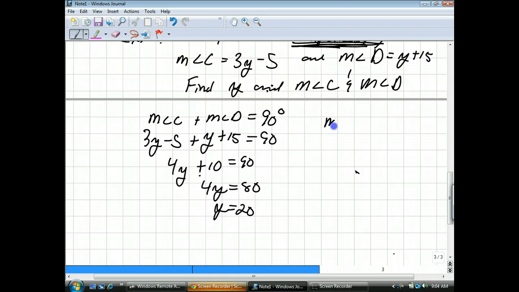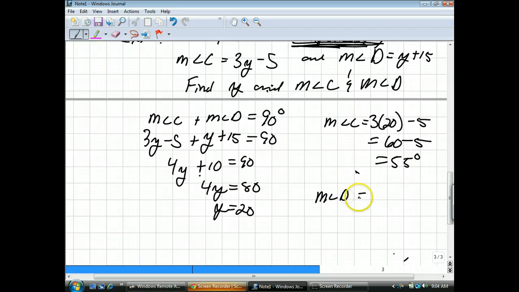So then the measure of angle C has to be 3 times 20 minus 5, or 60 minus 5, or 55 degrees. The measure of angle D has to be y plus 15, or 20 plus 15, or 35 degrees.